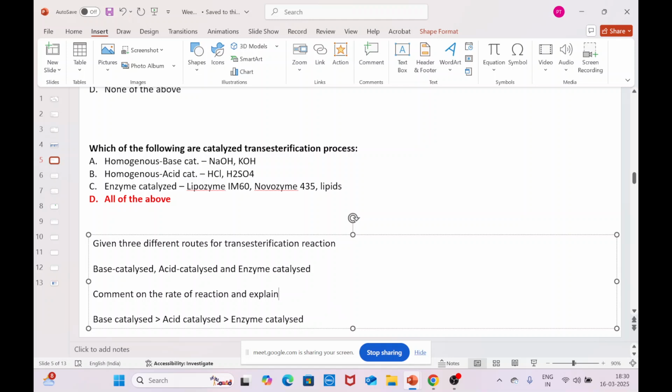Okay, so any other response apart from this? So your point is, since methanol is also a base and it is also participating as one of the components in the reaction, that is the reason it has a higher rate. Is that right, sir? Okay.